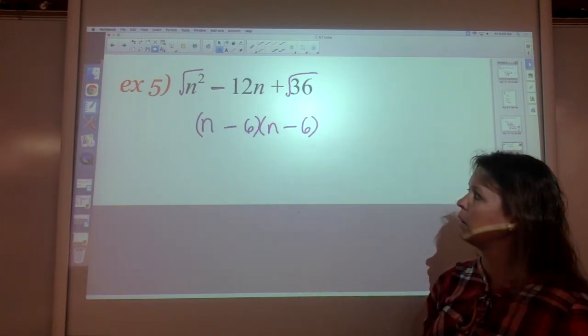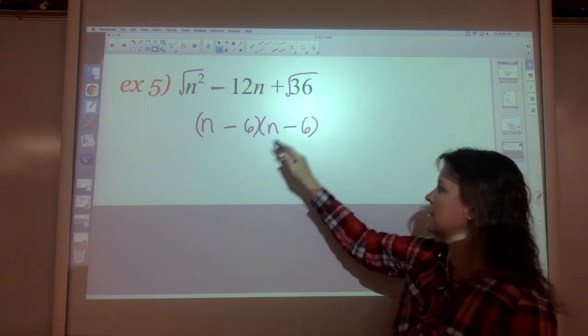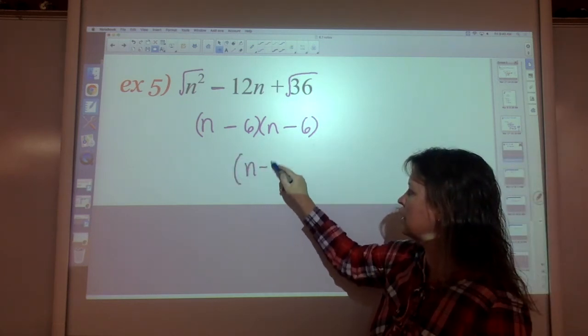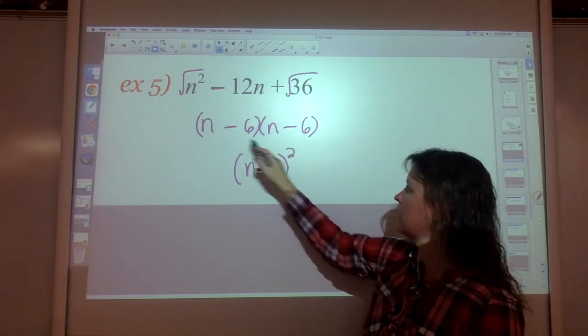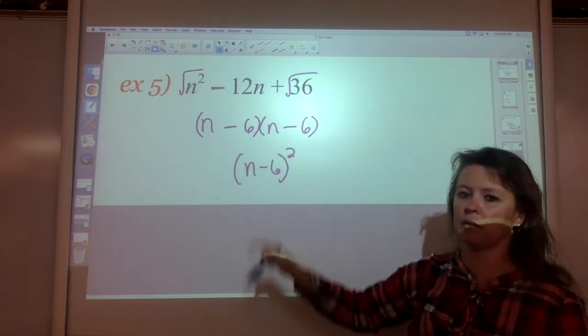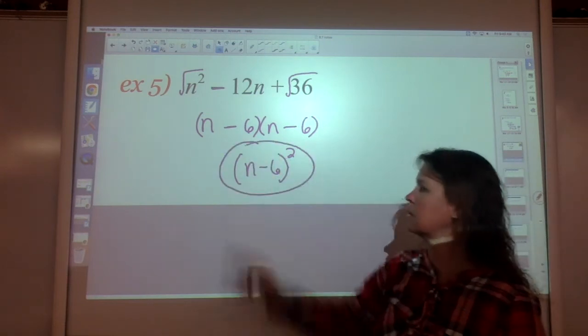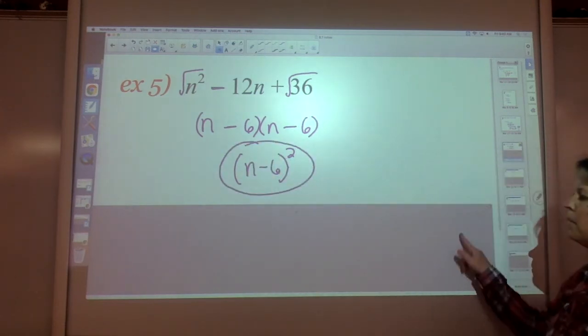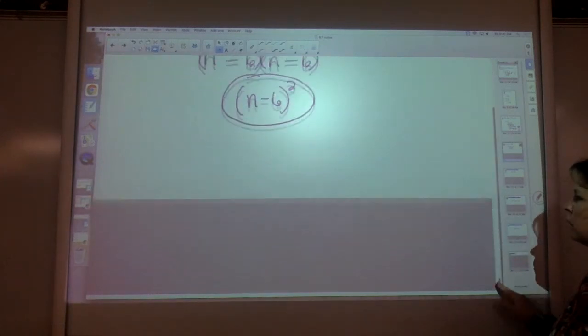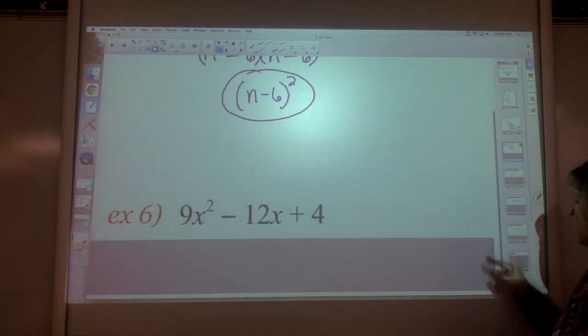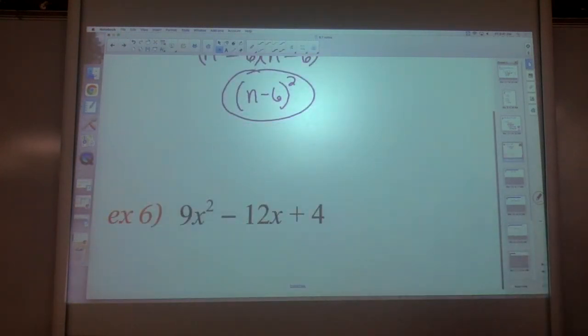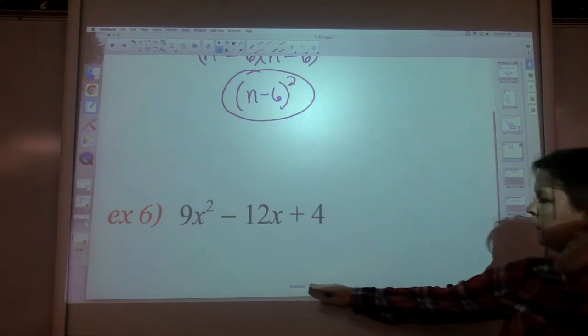Don't believe me? FOIL it back together. That's not your final answer, though. You must simplify and say, we've got n minus 6 as a factor twice. So your final answer is n minus 6 squared. A little bit more difficult than the difference of two squares, but not too bad. Try this one: 9x squared minus 12x plus 4.